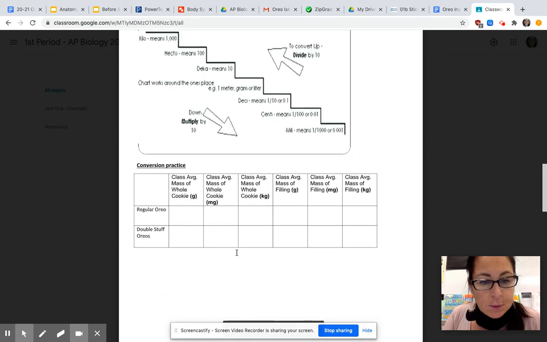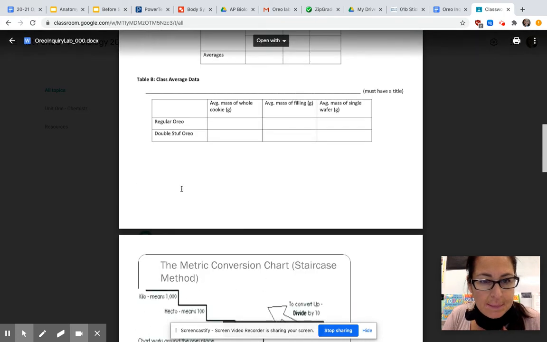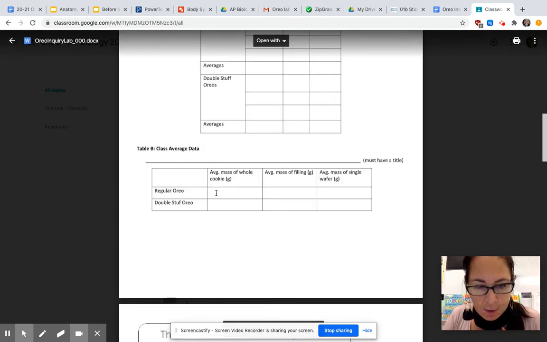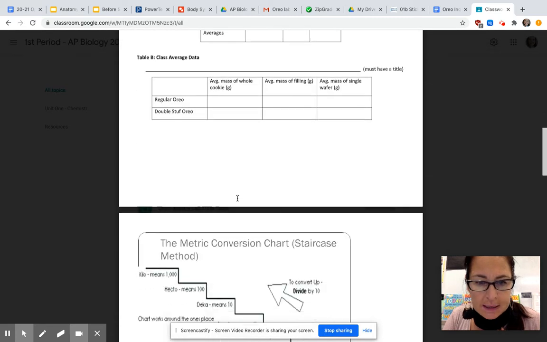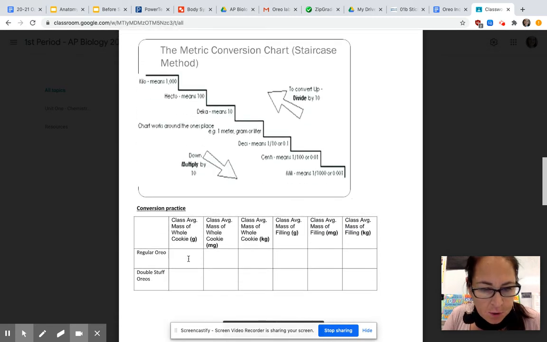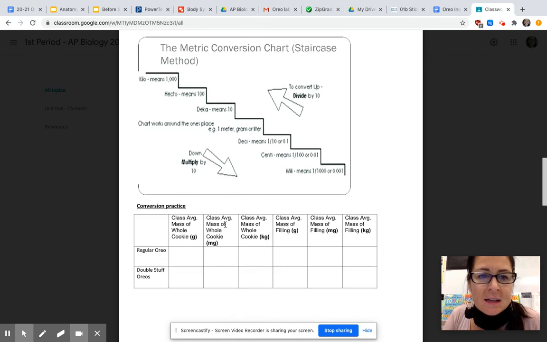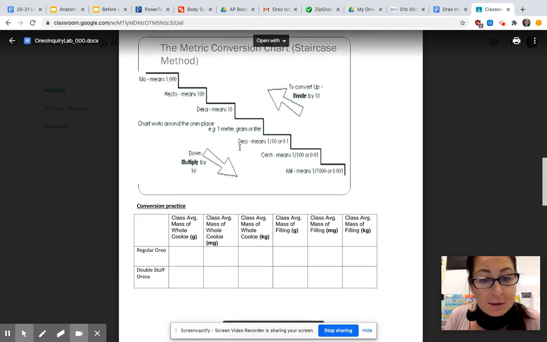So then on this one, all that you were doing, and these are all just doing some practice of some lab skills that you need to have as we do AP Bio. For this, all you're doing is taking this number you had back here, okay, our average regular Oreo cookie in grams. You're going to put it here. Now we're going to convert it to milligrams. And so this chart up here helps you to do that if you can't remember how to do it.